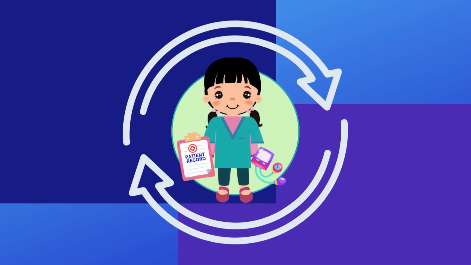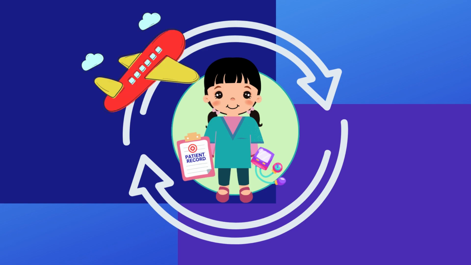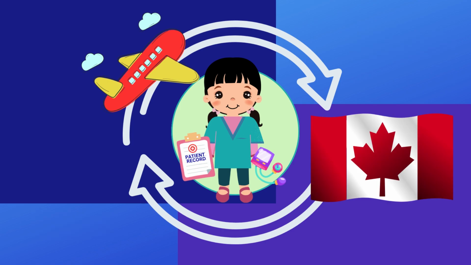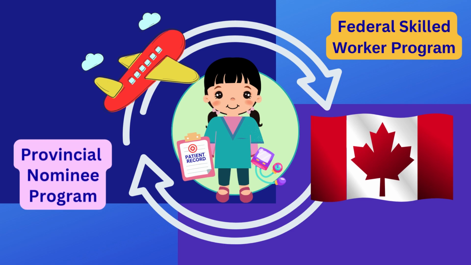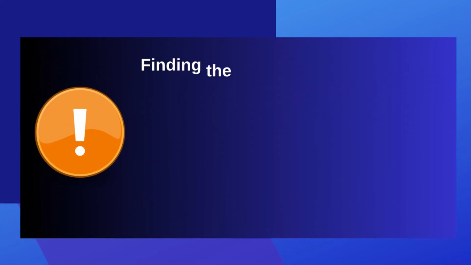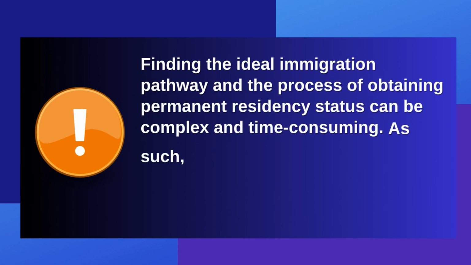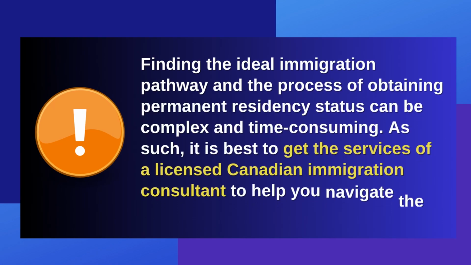Aside from ensuring you have relevant credentials to work as a healthcare assistant, you should also apply for the most suitable immigration program that will allow you to work and live in Canada. Some of the immigration pathways for healthcare assistants include the Federal Skilled Worker Program under the Express Entry System and the Provincial Nominee Program. Finding the ideal immigration pathway and the process of obtaining permanent residency status can be complex and time-consuming. As such, it is best to get the services of a licensed Canadian immigration consultant to help you navigate the system.